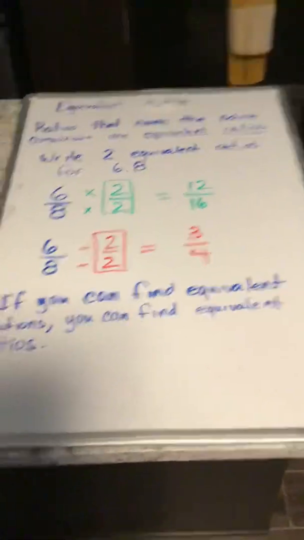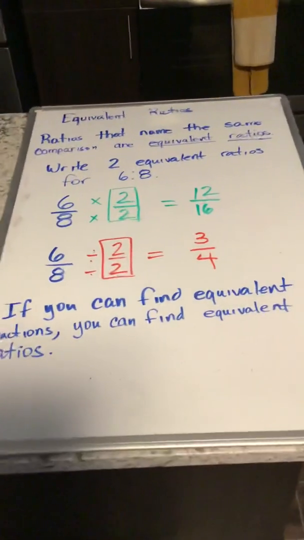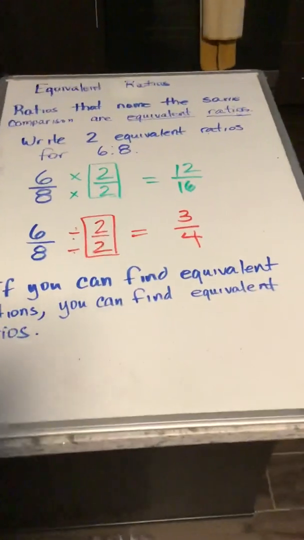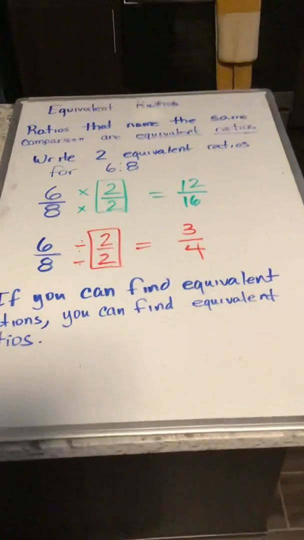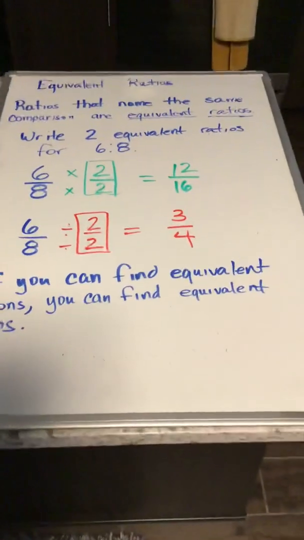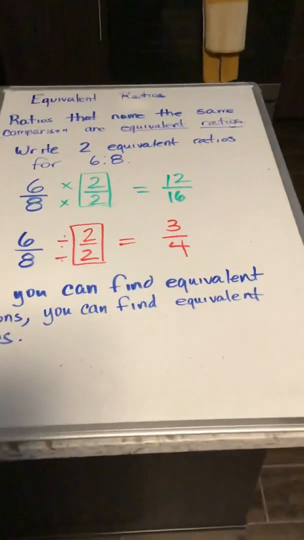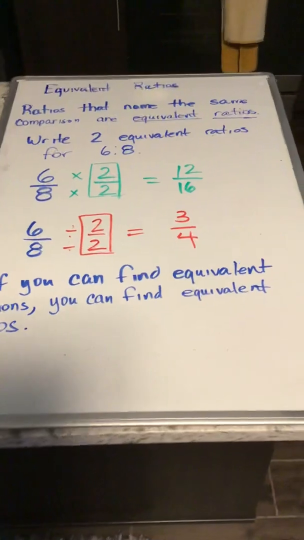Anyway, let's talk about equivalent ratios. Equivalent ratios are ratios that name the same comparison. It is very similar to equivalent fractions. Basically, if you know equivalent fractions, you know equivalent ratios. So the example on the screen is something that should be very familiar to some students. The question asks you to write two equivalent ratios for 6 to 8.